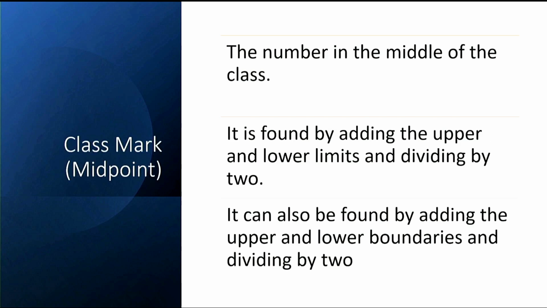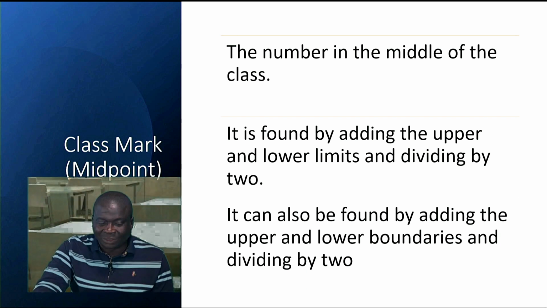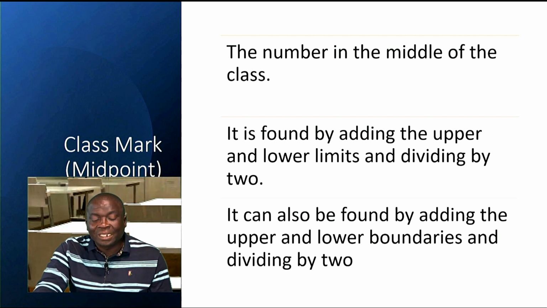Class mark, which we also refer to as the midpoint or class average: the number in the middle of the class. It is found by adding the upper and the lower limit and then dividing by 2. It can also be found by adding the upper and the lower boundary and dividing the result by 2.